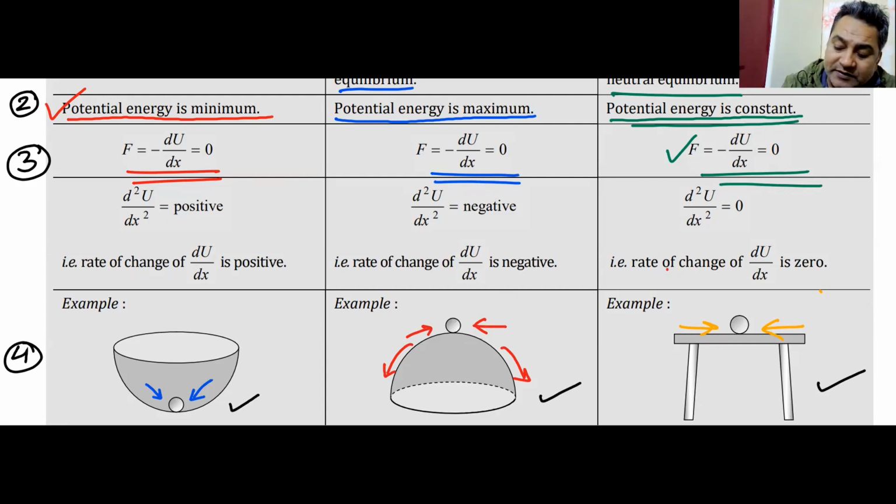Point number 5 is basically meant for engineering students. Point number 5, it is basically maths, nothing else. I will not go into that. Will not serve any useful purpose. So point number 1, 2, 3, and 4. These are the 4 points that you must remember about stable, unstable, and neutral equilibrium.